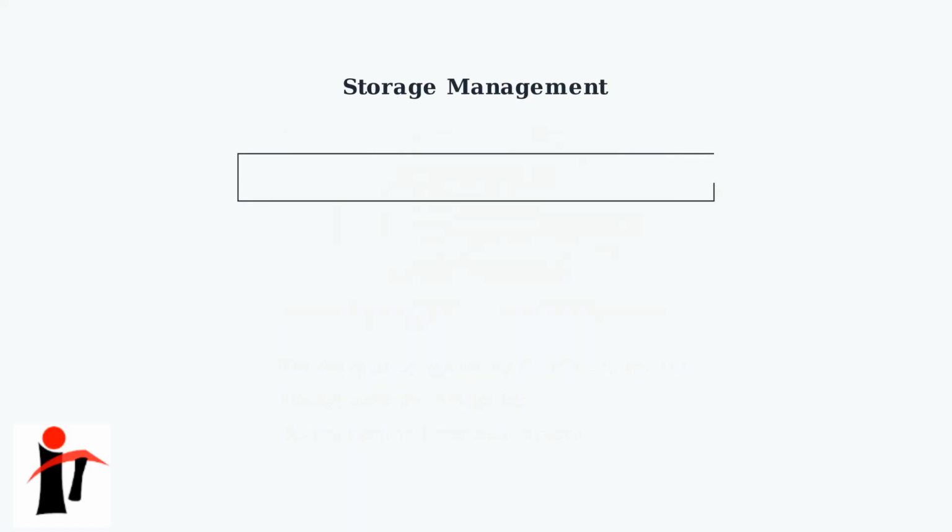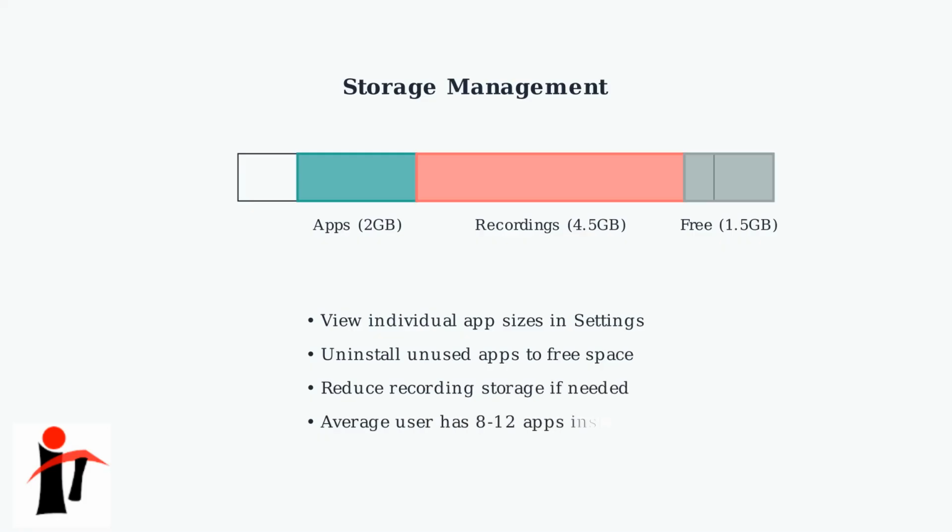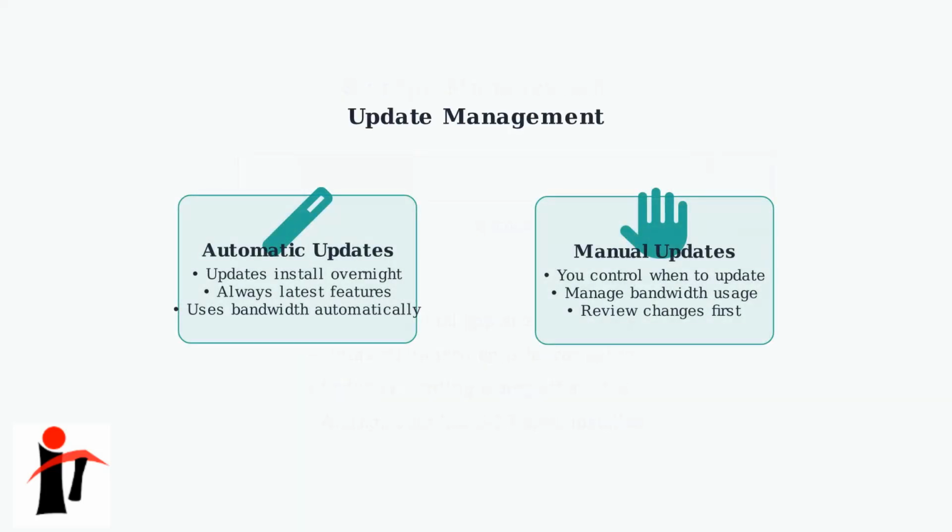Storage management is crucial since YouView Boxes typically have limited space for apps. You can view app sizes, uninstall unused applications, and optimize storage allocation between apps and recordings. Update management lets you control how and when your apps receive updates. You can enable automatic updates for convenience, or manually control updates for better bandwidth management.